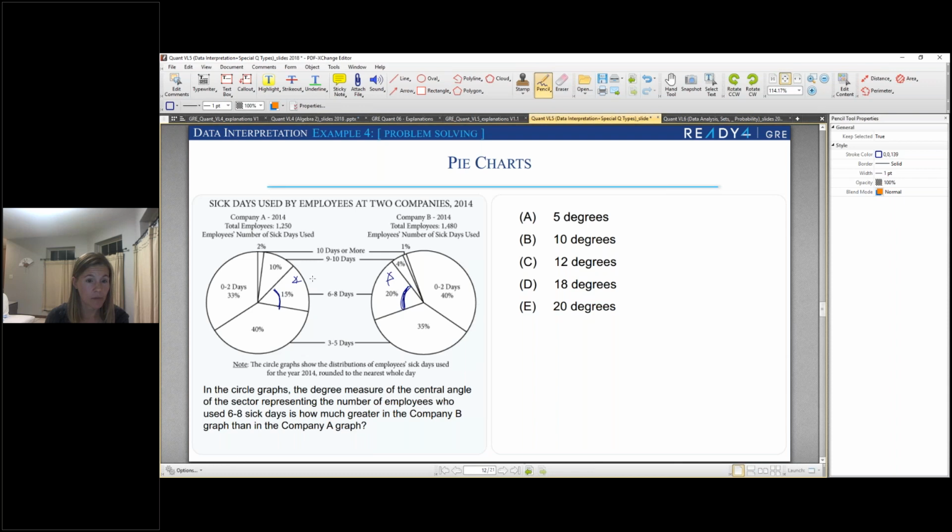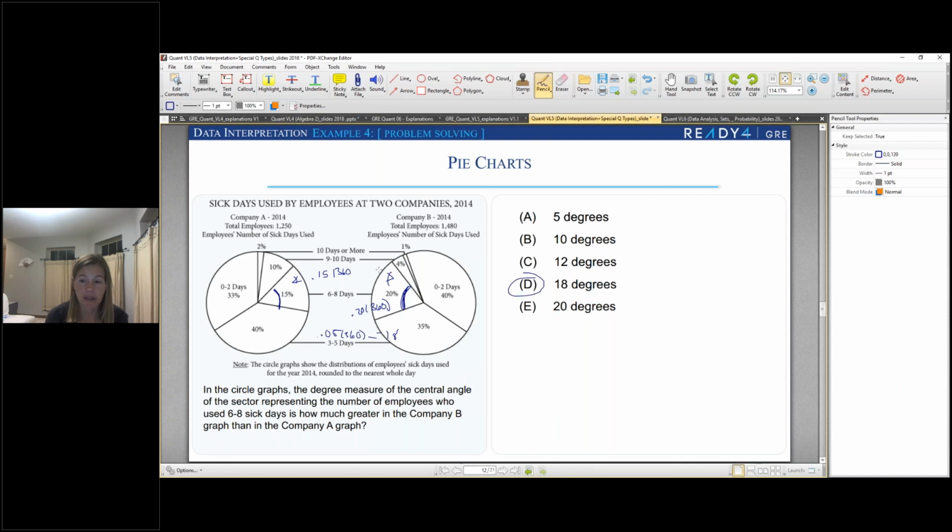So we would take 15% of 360 over here and 20% of 360 over here. Or another way to do it is just say that the difference between them is 5% of 360. So the difference is 5% of 360 because we got 15% on one side, 20 on the other. And that gives you 18 degrees. So the answer to this one is 18.